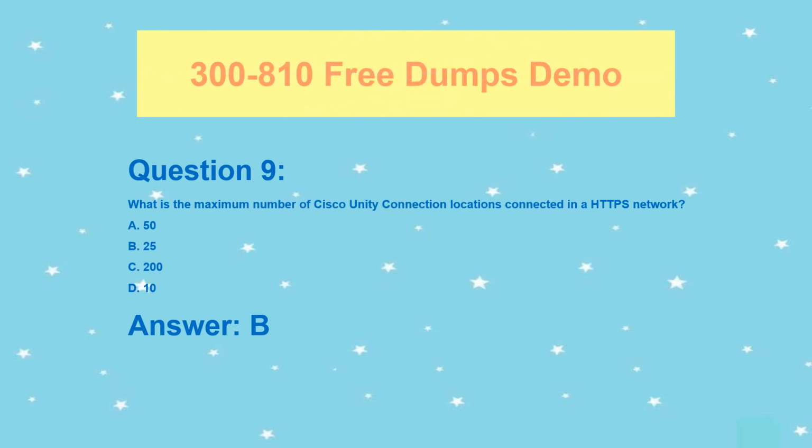Question 9. What is the maximum number of Cisco Unity Connection locations connected in an HTTPS network? A. 50. B. 25. C. 200. D. 10. Answer: B.